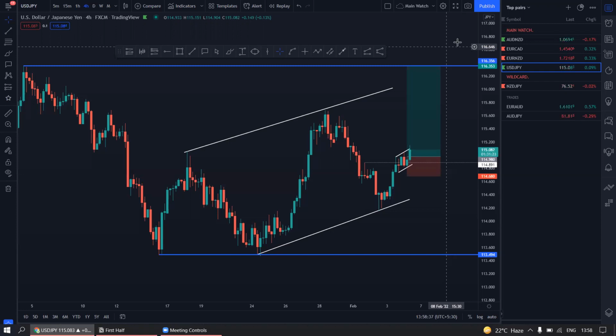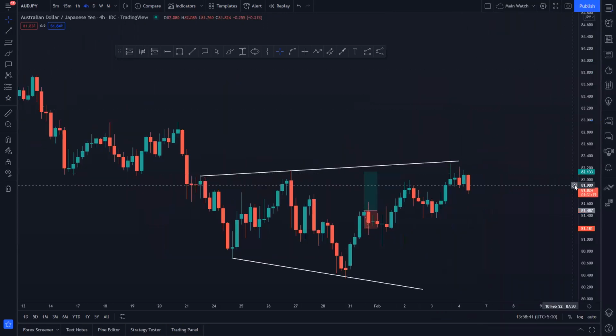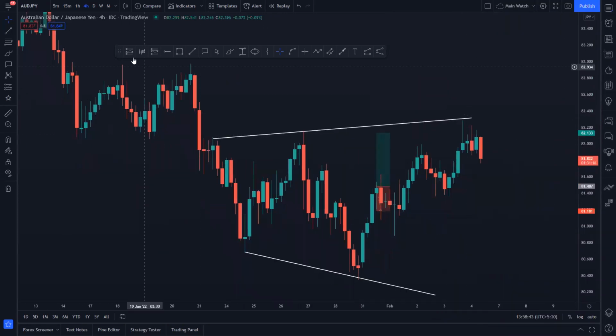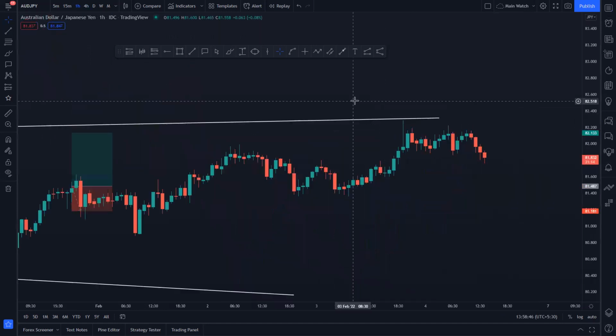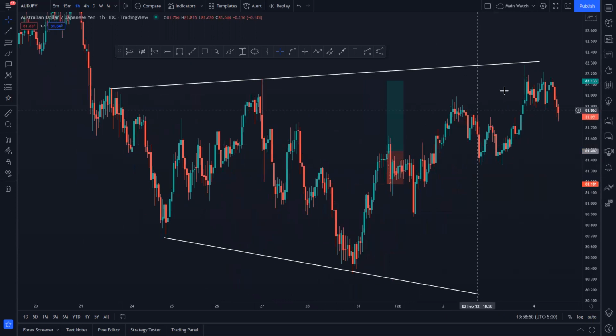So let me share the first trade I had this month, which is AUD/JPY, and this ended up in a stop loss. It is not that I never have a stop loss. Sometimes I also have a stop loss, but the lesson I learned from this trade is very important for you.